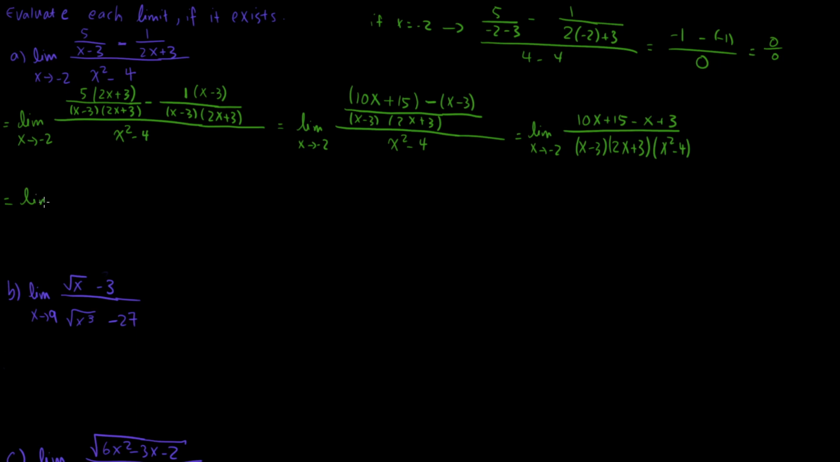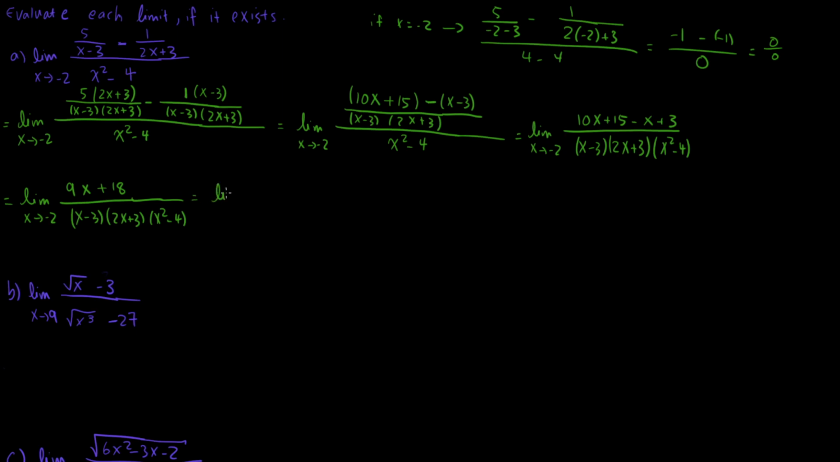So this leaves you with the limit as x approaches minus 2. And then you got 10x minus x, that's a 9x, and then you got a plus 18 over x minus 3 times 2x plus 3 times x squared minus 4. And hey, this is where it's going to happen. We were supposed to factorize in a way that you have an x plus 2 factor on both top and bottom, and then you can cancel the zeros out, quote unquote. They're not exactly zeros because you're just approaching minus 2, but for our purposes, we treat them as zeros.